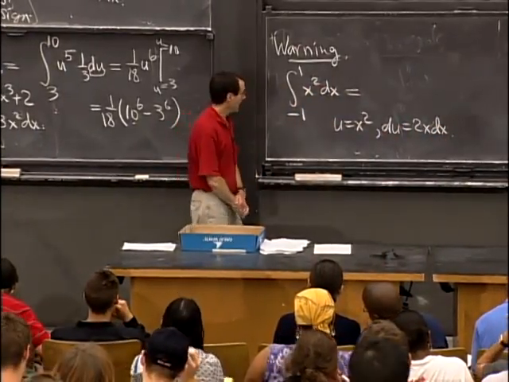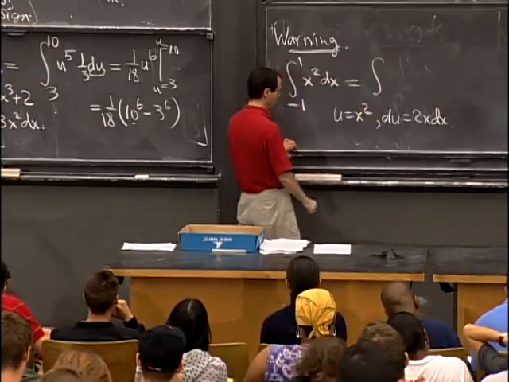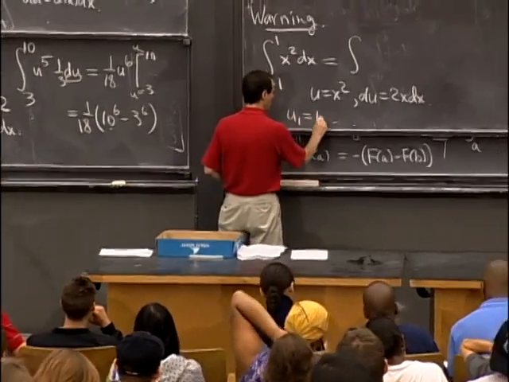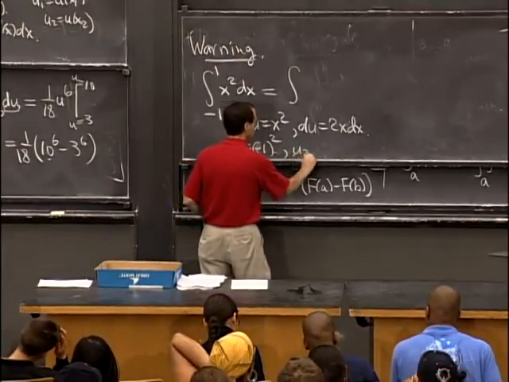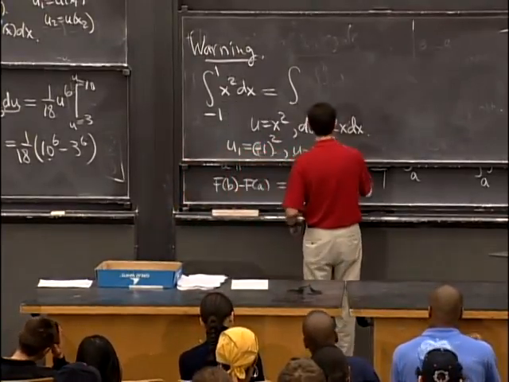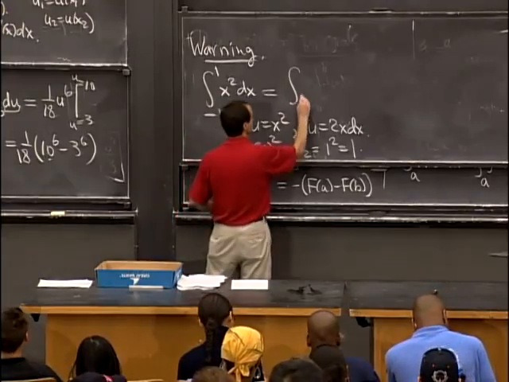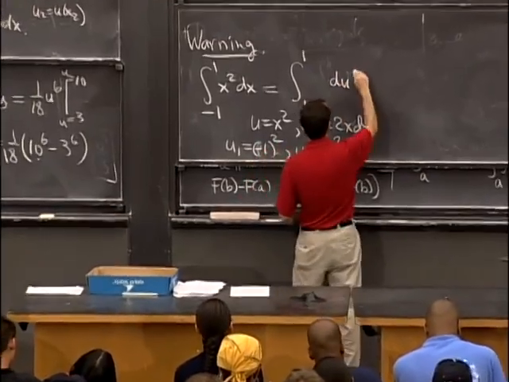All right? And now, if I try to make the correspondence, notice that the limits are u1 is negative 1 squared. That's the bottom limit. And u2 is the upper limit. That's 1 squared. That's also equal to 1. Both limits are 1. So this is going from 1 to 1. And no matter what it is, we know it's going to be 0.